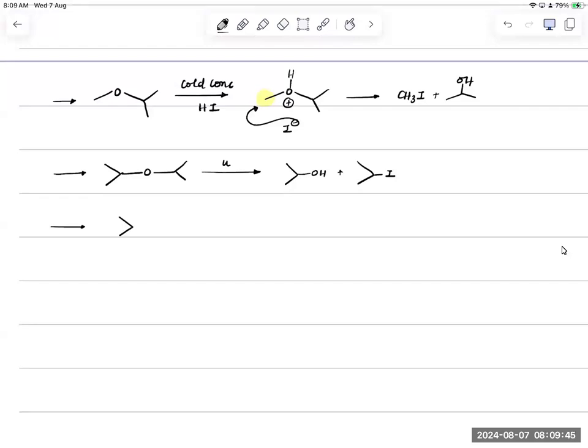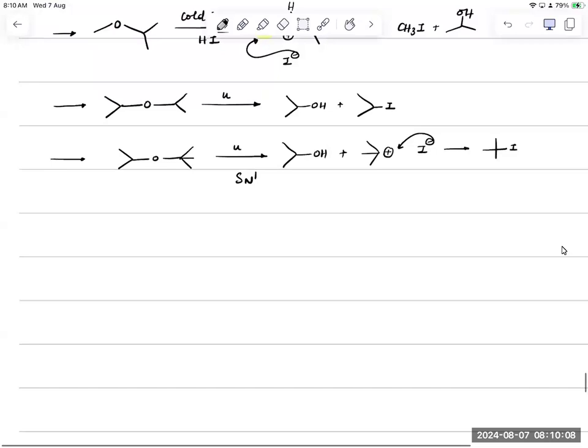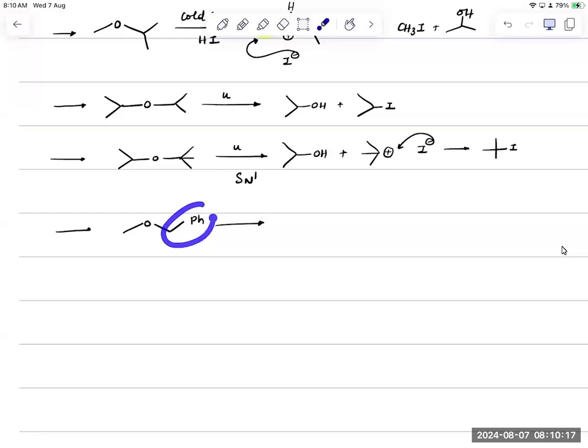Next, if you have this O and this way, in that case, this will be OH plus. First a carbocation will form and then iodide will attack. So this is going via SN1 mechanism. If you have a phenyl like this, this one will also go via SN1 mechanism because this can give a stable carbocation.